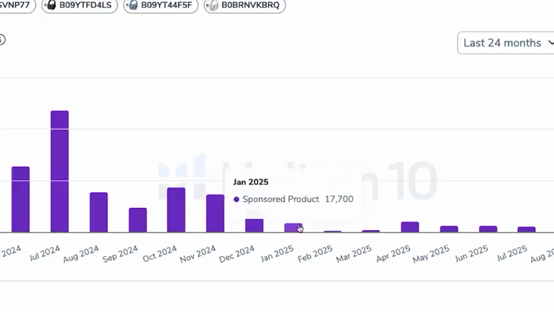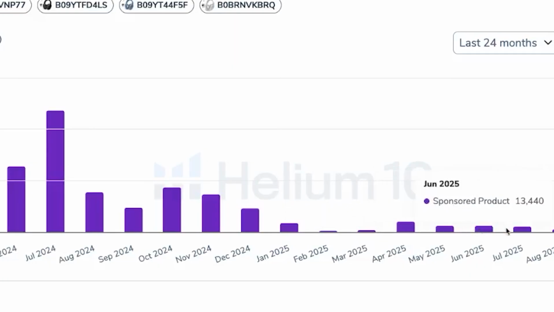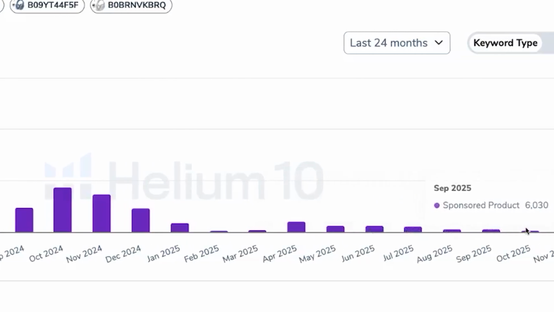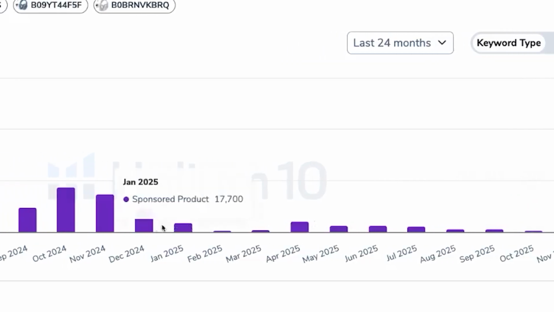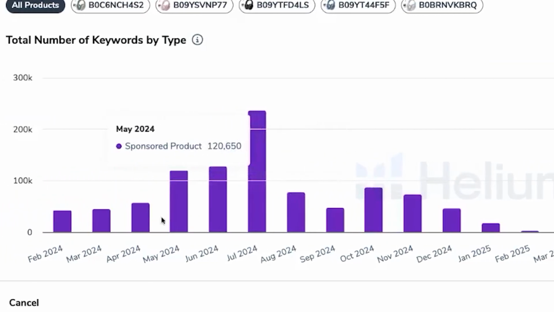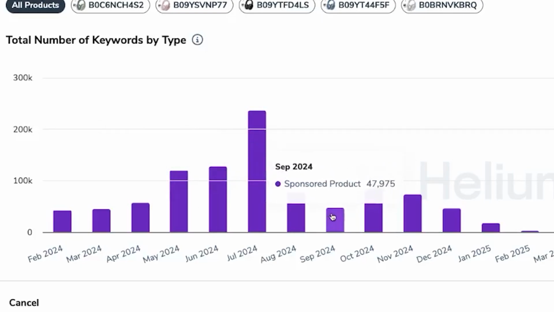And then it was cut in half, more than half in January to 17,000. Then it was cut again to 3,000, went up a little bit, but it was still not the same as it was. Every month was significantly less sponsored ads from the peak, from what it used to be. If you look months before, there was 100,000 plus, 100,000 plus, 200,000 plus, 80,000, 50,000, 90,000, 70,000.